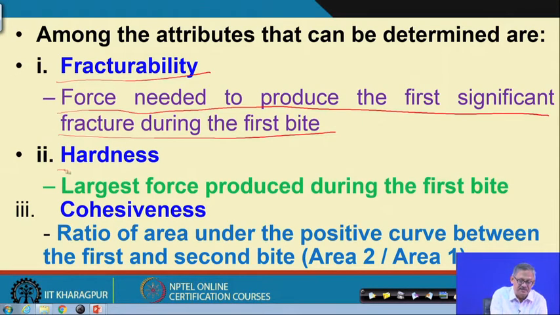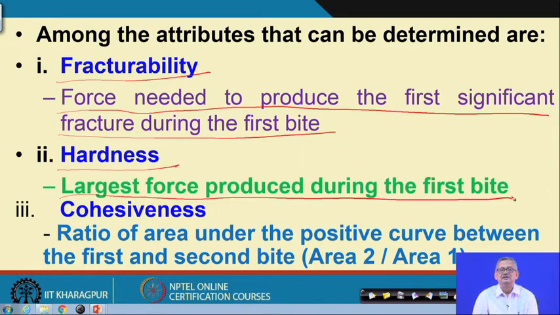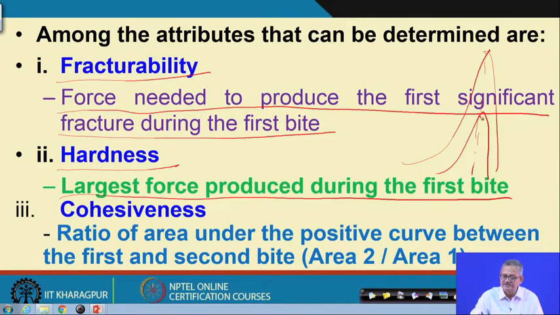Then hardness. Hardness is the largest force produced during the first bite. So, the largest force which is required during the first bite can be said to be the hardness of the material, right. The harder it is, the more this will go up, and then fall. If it is less hard, it will fall like that. So, the harder it is, the more this height will be accordingly, right. More hardness means more force you are required to put. Then cohesiveness.